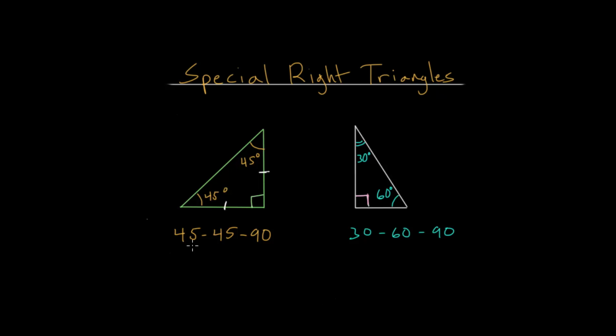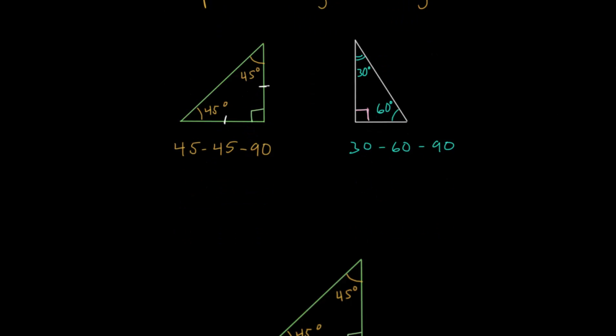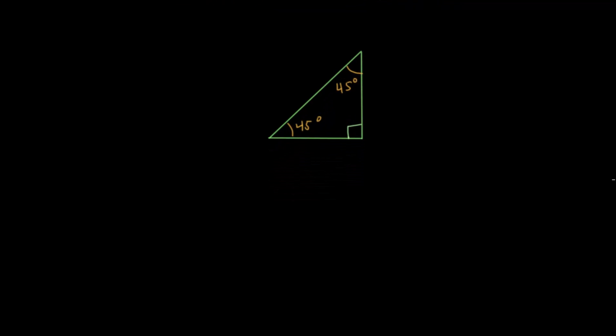So let's start with the 45-45-90 triangle, this isosceles right triangle. And let's take a closer look at that. And like I mentioned, this is isosceles. We know this side and this side, these are going to be equal to each other. So to look at the relationship between the side lengths, we're going to need the Pythagorean theorem.